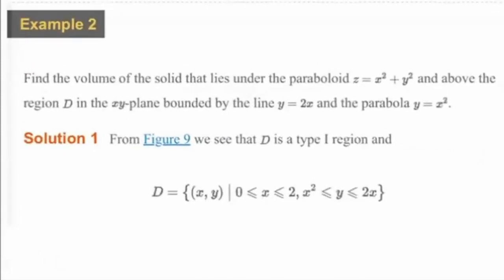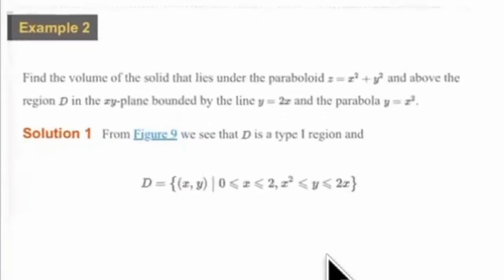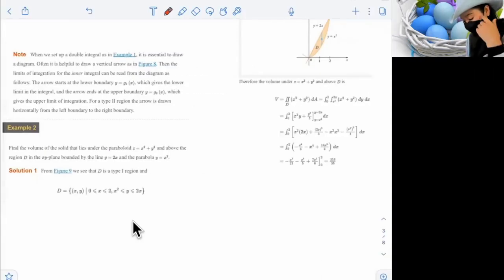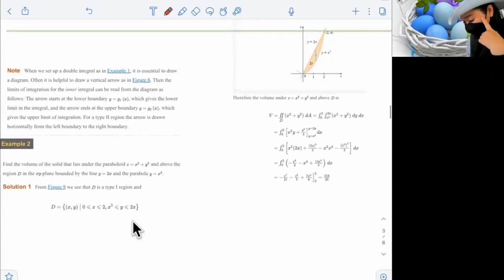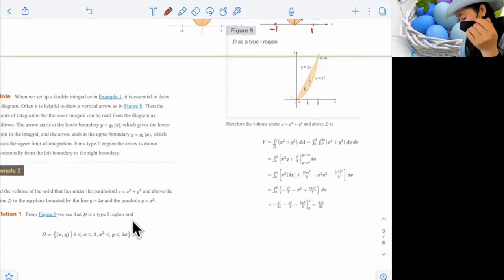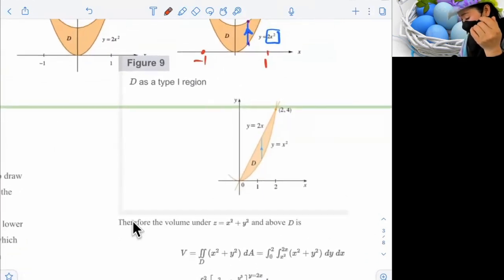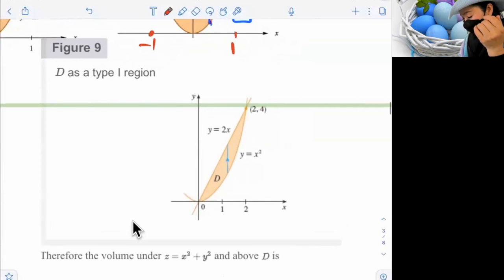We're trying to find the volume of the solid that lies under this parabola and above this region in the xy plane, bounded by y equal to 2x, and then the parabola y equal to x squared. Okay, let's look at the graph right here. So basically, it's this region. Bounded above by y equal to x, bounded below by y equal to x squared.